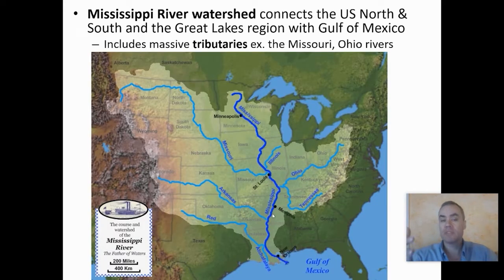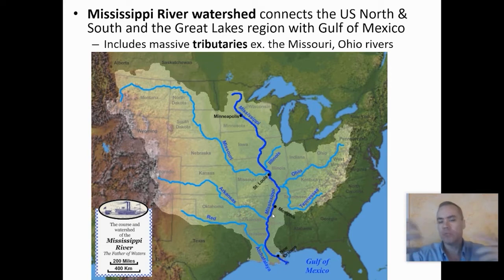A good example of a watershed is the Mississippi River watershed, which is all across the interior of the United States. This is the Great Plains, the big flat floor in the middle of the United States. The Mississippi watershed includes all the water that's going through the ground, across the ground, in the streams, between the Rocky Mountains in the west and the Appalachian Mountains in the east. All that area drains into the Mississippi and then out to the Gulf of Mexico. That includes massive tributaries like the Ohio River, which we said comes from Pittsburgh, the Missouri River, Arkansas, the Red River, etc. It's a huge area.